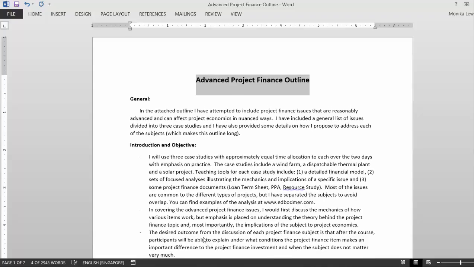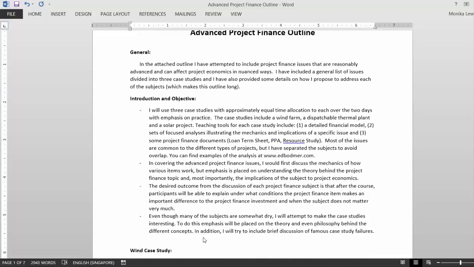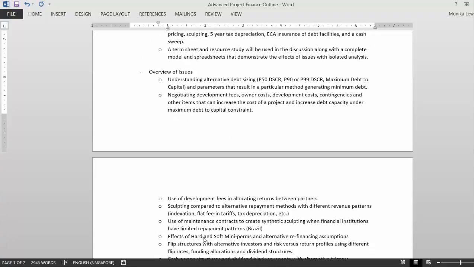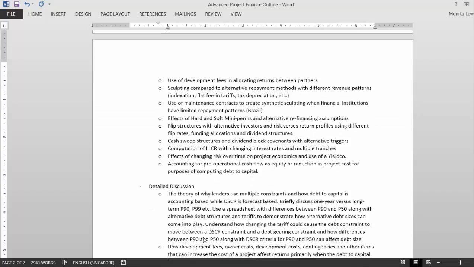They told me that I'm not allowed to use any Excel in the class, but they wanted to go over really advanced issues. So they want to see things like what happens if I change the debt sizing from debt to capital or DSCR. What happens if we change the use of development fees? What happens if we use sculpting? What happens if we use maintenance contracts to get synthetic sculpting? What happens if we had hard and soft mini perms? Blah, blah, blah. That's just the first one.